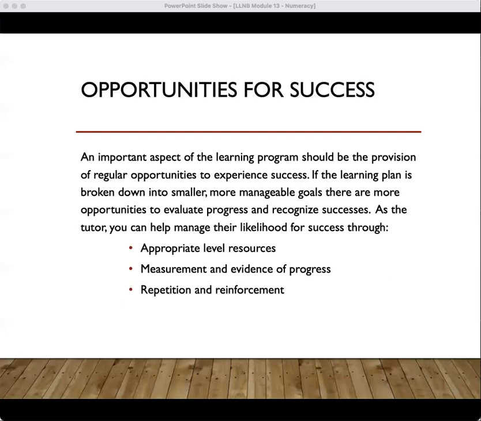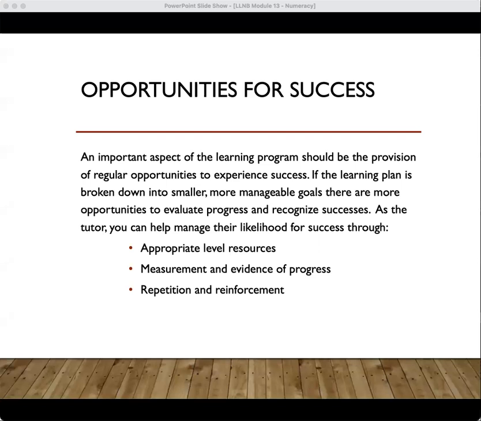Given that many learners have negative attitudes towards math, an important aspect of their learning program should be the provision of regular opportunities to experience success. If the learning plan is broken down into smaller, more manageable goals, there are more opportunities to evaluate progress and recognize successes. We've said this before when we were looking at literacy, skill building, reading, writing. There are ways that you as a tutor can manage your learners' likelihood for success.